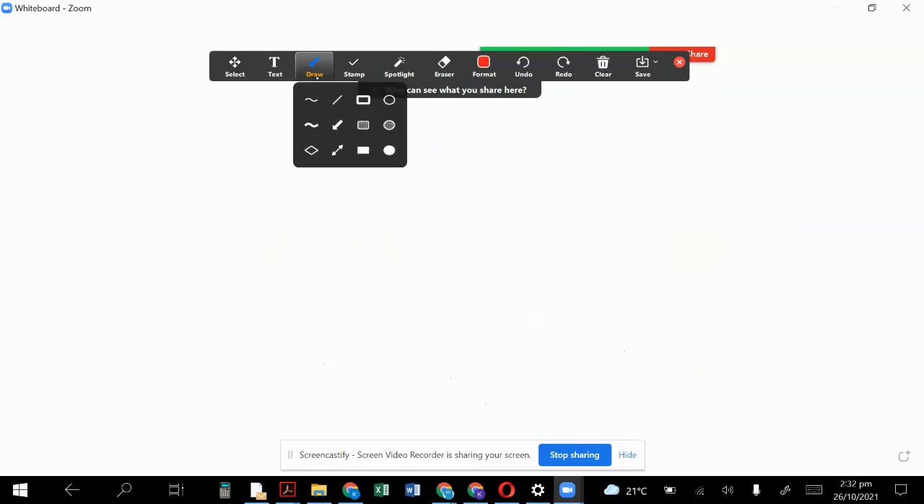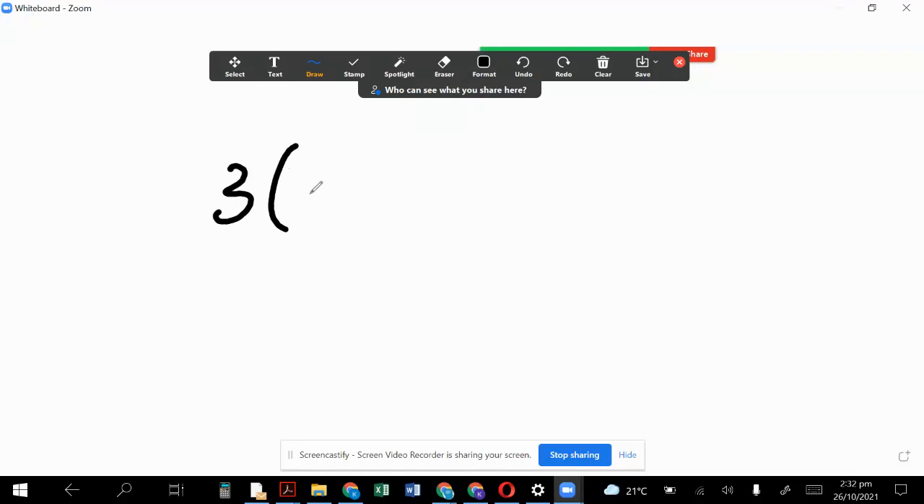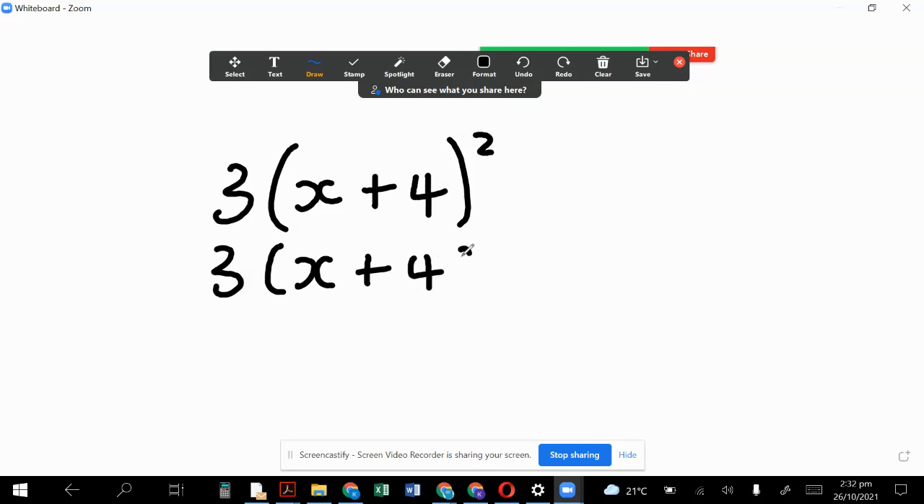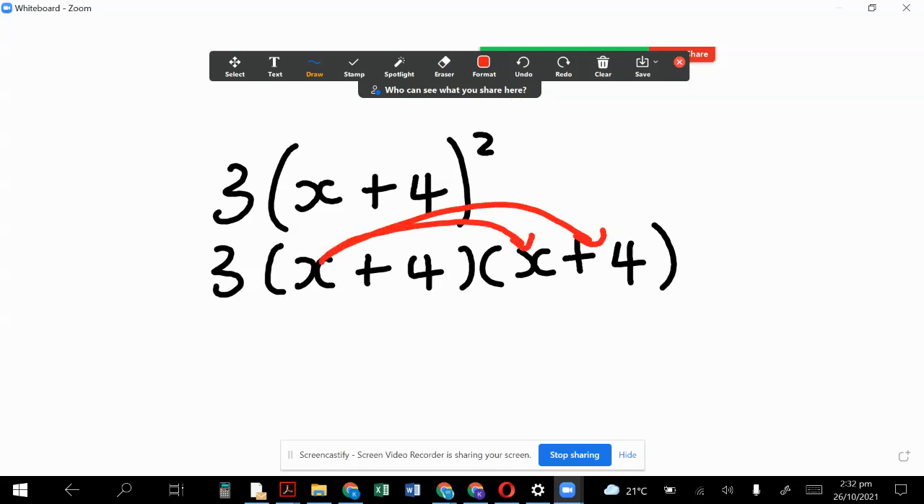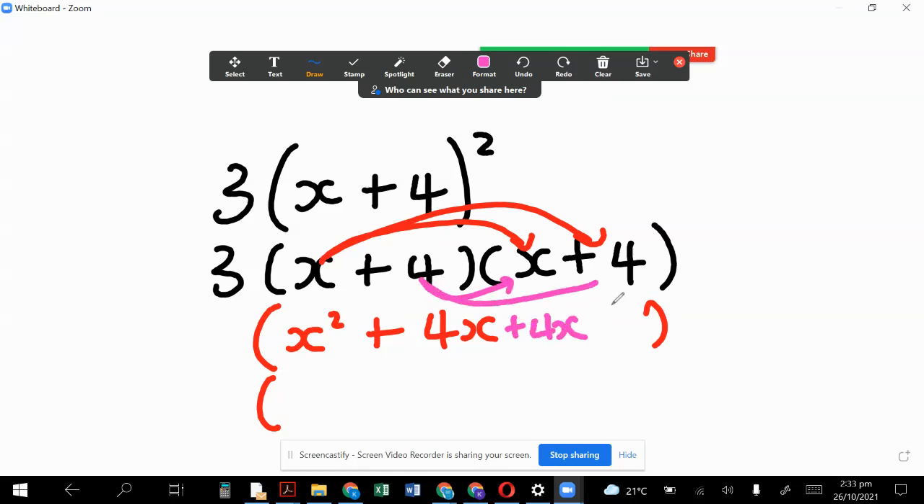Let's do another example. In this example, let's suppose I've got the number 3 in front, and I've got x plus 4, and they want me to square this. In this example, I keep the 3 in front, and I solve the entire problem first. So I write the bracket twice, because I'm squaring it. I then multiply each term. That's going to give me x squared plus 4x, and I keep it in a bracket. Plus 4x again, plus 16.